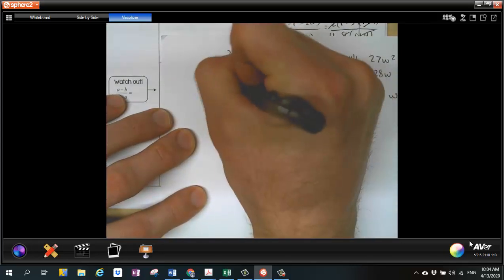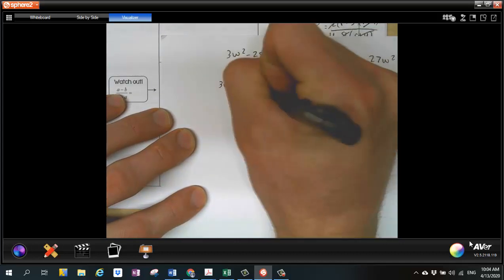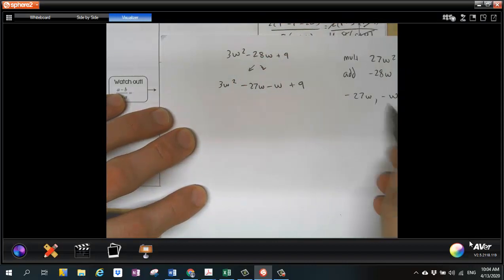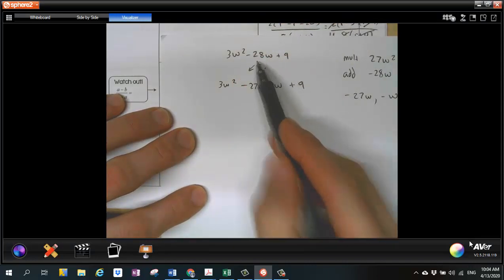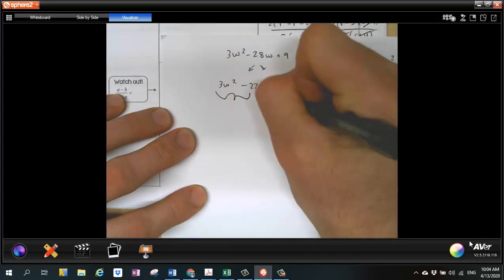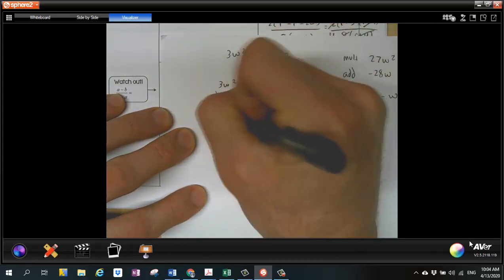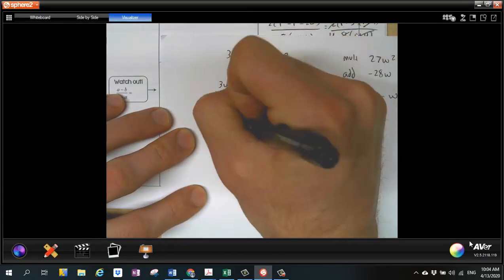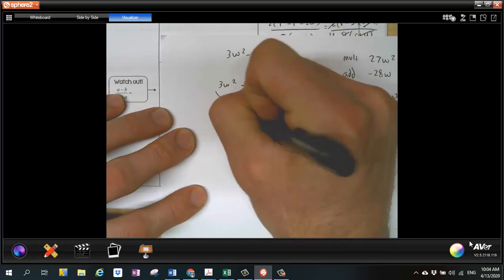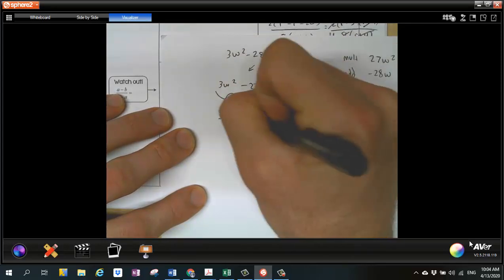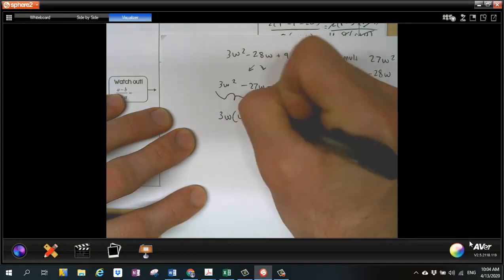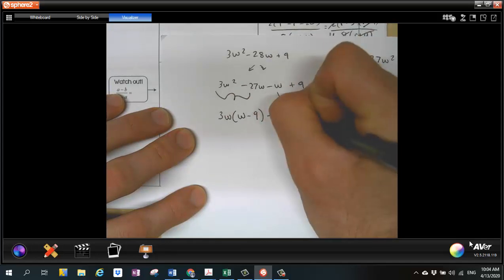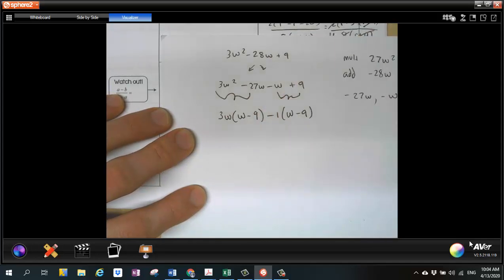So we still have the 3w squared, but now we have minus 27w minus w plus 9. So we just replaced the middle term with these two terms, and now we factor by grouping. We group together the first two and the last two. First two, we can factor out a 3w, and we're left with w minus 9. And then in the last one, I'm going to factor out a negative 1, and I'm left with w minus 9. So this was a tough one.